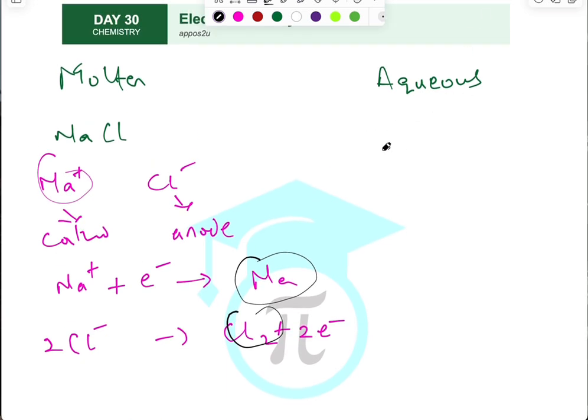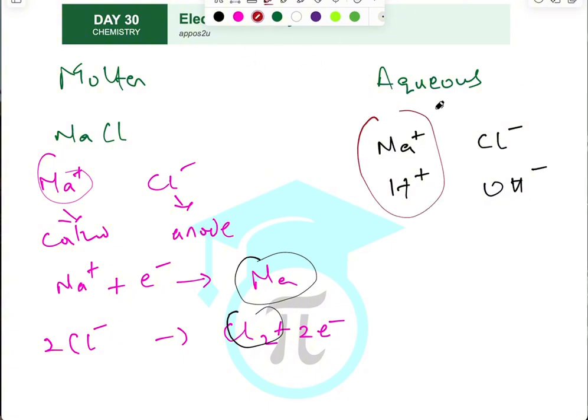However, when it comes to aqueous electrolyte, for instance, let's even use NaCl as well. You have Na+ and Cl-. But because it is aqueous, there is the presence of water. So water is also split into its constituents, H+ and OH-. So therefore, you have to decide which one is going to take the upper hand at the cathode, Na+ or H+. And you have to choose between Cl- and OH- as well.